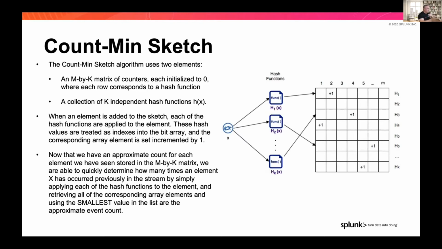You hash it again. You go back and look where those individual plus ones would have been placed, and you take the smallest of those. That guarantees that you have seen it at least that many times, because you're guaranteed to have incremented it at least that many times. Now, there could have been other ones that added to that, but you're guaranteed that that's your minimum. You have seen it at least that many times, which is why it's called the count minimum.